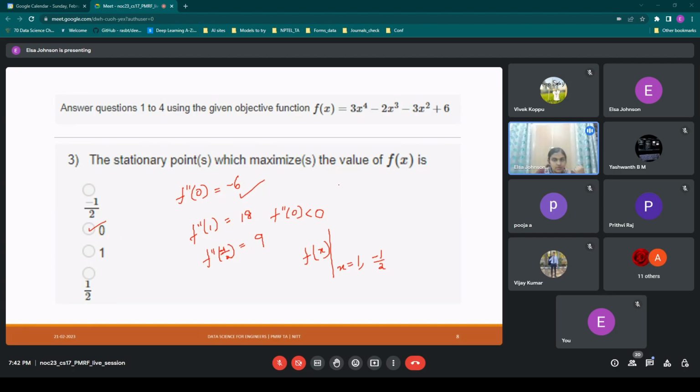value. I mean, for example, in this case, in these two cases, f double dash of x is greater than 0, which is pointing to a minimum value of f of x, right? So two values are there. Since two values are there, you have to find f of x values for these two values. You have to substitute. So for example, f of 1 you have to find out, and f of minus 1 by 2 you have to find. Okay, so f of 1 will be 3 minus 2 minus 3 plus 6, right? So it will be coming 4.